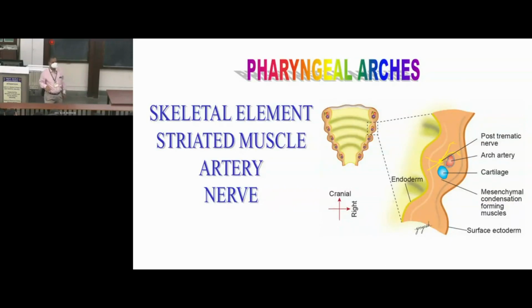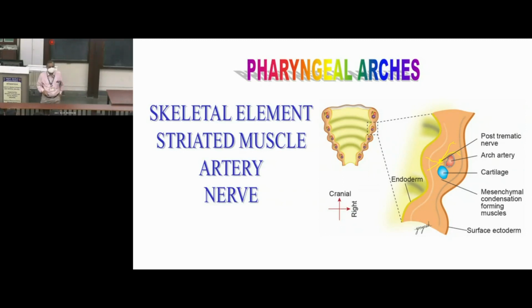So much so that, because neural crest is derived from ectoderm, it induces the mesoderm of the pharyngeal arches. In fact, the mesoderm is referred to by some authorities as mesectoderm, because it is neural crest that induces development. So, these four elements, got it?